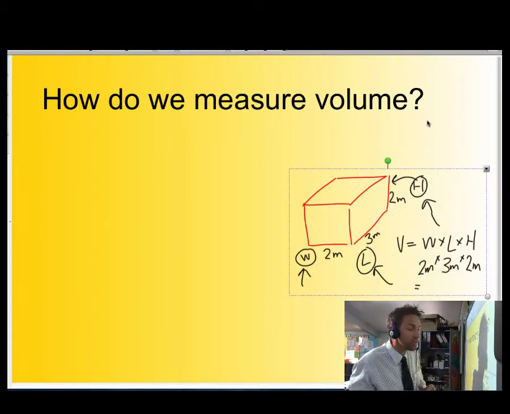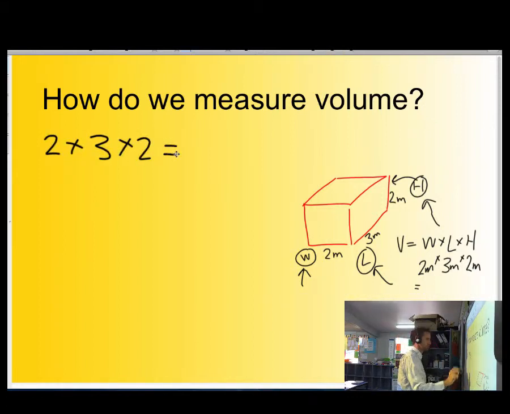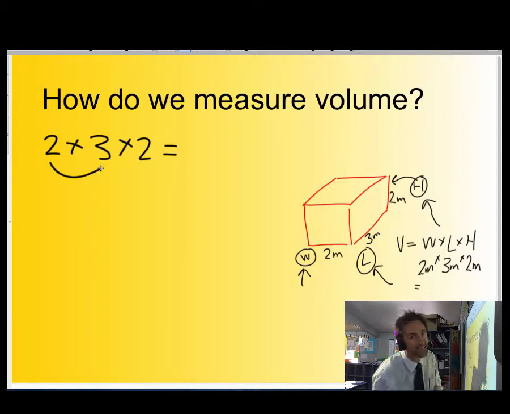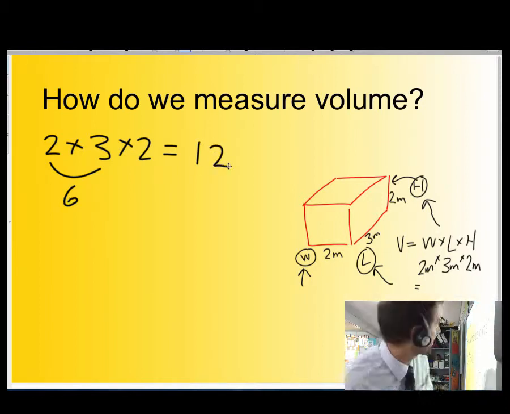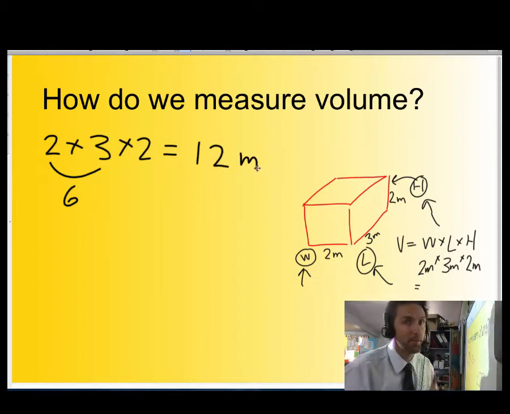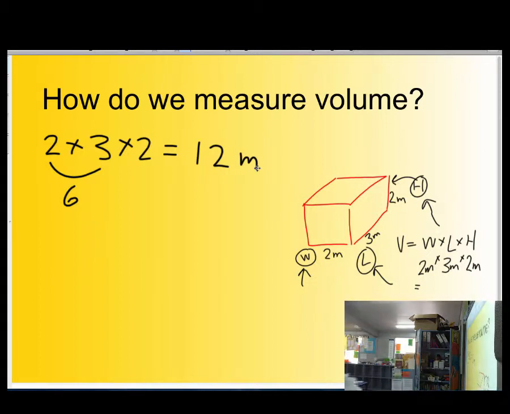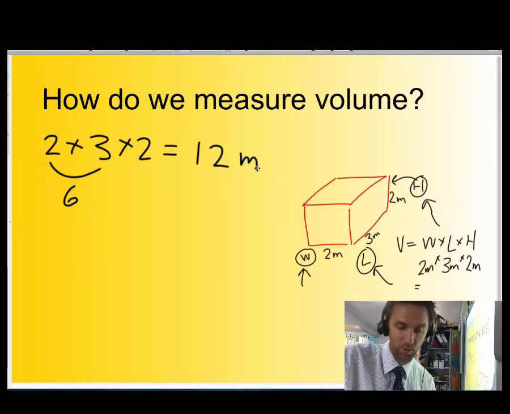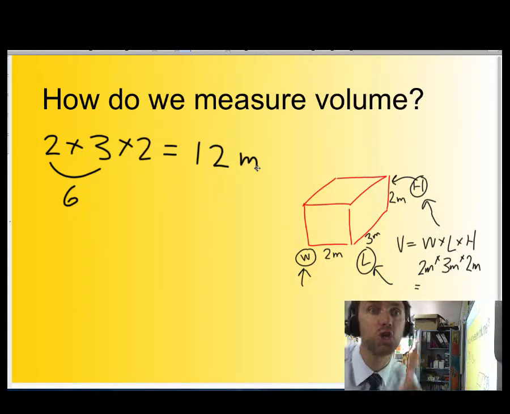Okay, and if you times all those dimensions together, you'll realise that it is 2 times 3 times 2, which is, well, 2 and 3 is 6, and 6 times 2 equals 12. But remember, it was meters all times together, so it's meters, but it's not meters squared because you're not measuring squares anymore, are you? What are you measuring? It's not a flat square. Here's a hint, you are actually measuring cubes.